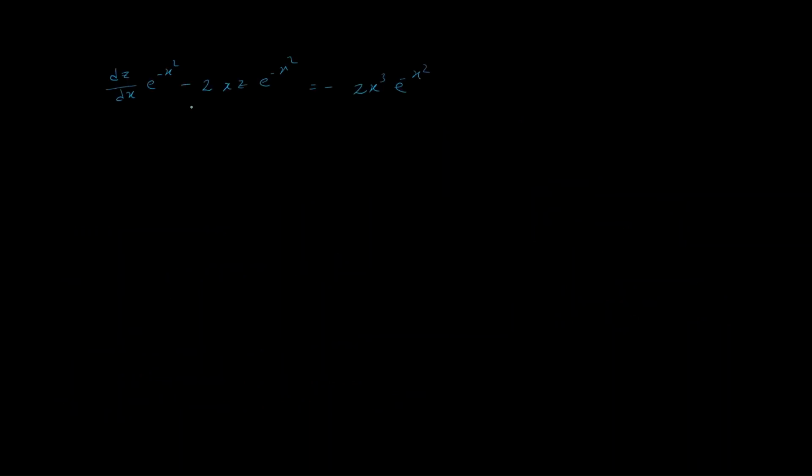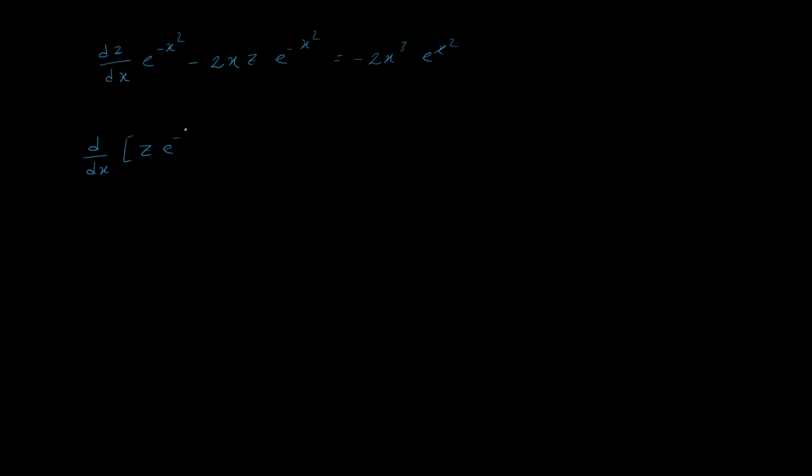After multiplying the integrating factor on both sides, we get this. Now look at this expression. We can write this expression in the form of d/dx of z e to the power minus x square. Look at that expression, we can write it as minus 2x cube e to the power minus x square.